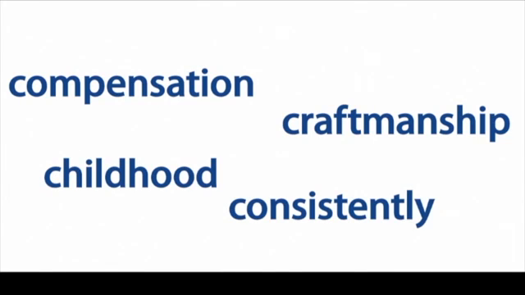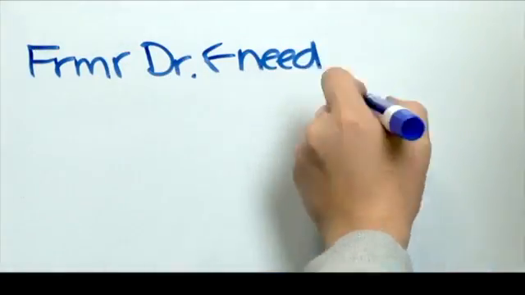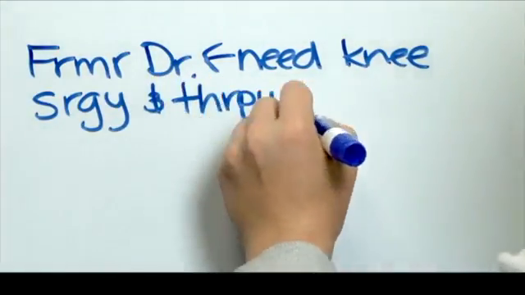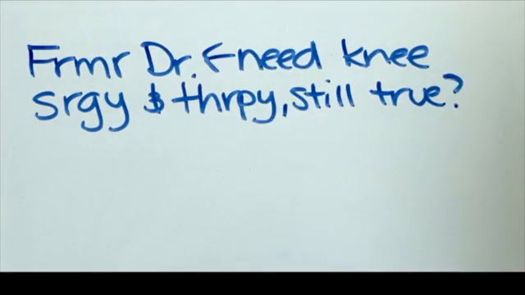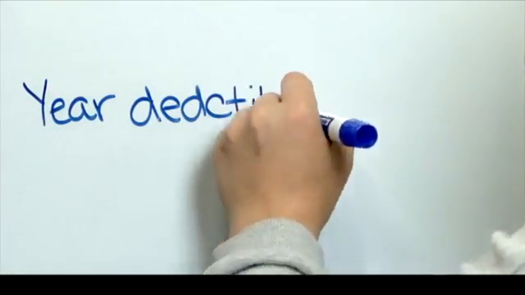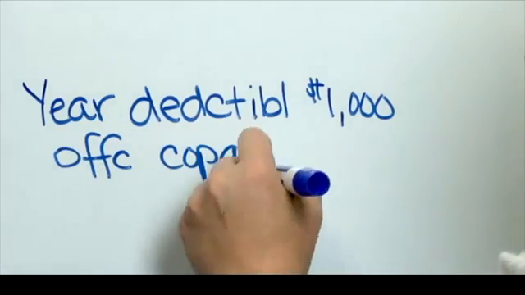Here are some examples of using common abbreviations, symbols, and omitting vowels. My former doctor told me I needed knee surgery and therapy. Is that still true? Your annual deductible is $1,000. Your office copay is $20 per visit.